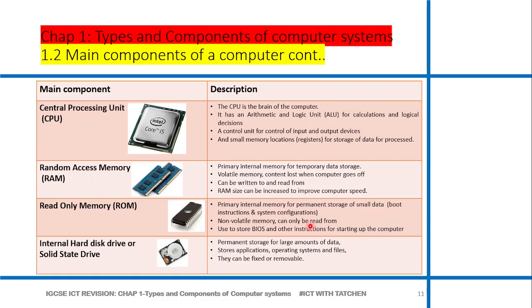Now we're talking about the internal hard disk drive or solid state drive. The last part: you need somewhere to store your information, so you can simply say it's permanent storage for a large amount of data. And it also stores applications. We talked about application software. It stores your operating system, so application or system software are typically stored in your hard disk, and they can be fixed or removable, so you can keep it permanently inside your computer, or you can even bring it out. That's why you see people moving around at times with an external hard disk drive.